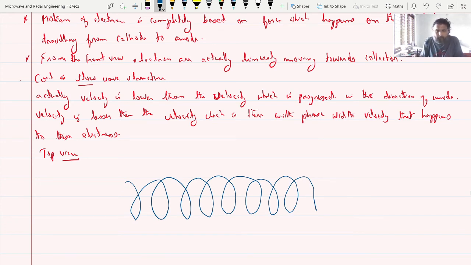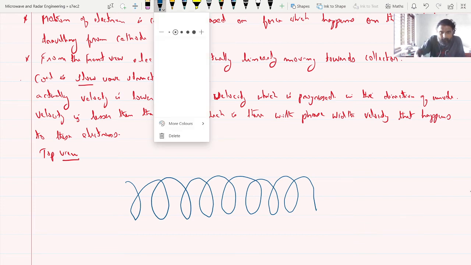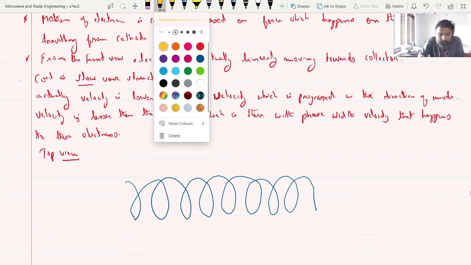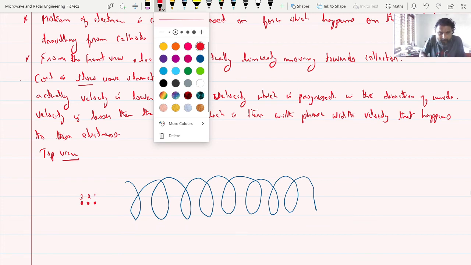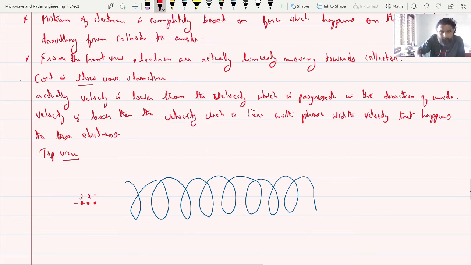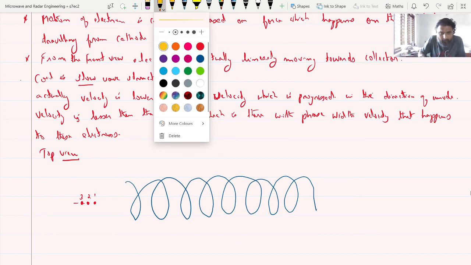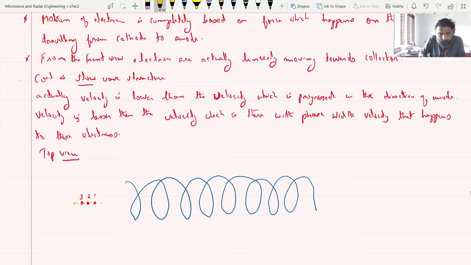Okay. So normally we are having 3 electrons. I will write 3 electrons, 1, 2 and 3. This electron will be propagated like this. I will draw the electron trajectory. The electron trajectory will be like this.